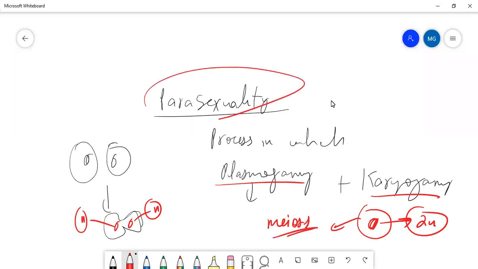Plasmogamy, karyogamy, and meiosis, all three will take place, but there is no fixed time in the life cycle. Remember, in parasexuality we have all three processes which are part of sexuality, but there's no fixed juncture in the life cycle. So we call it parasexuality.